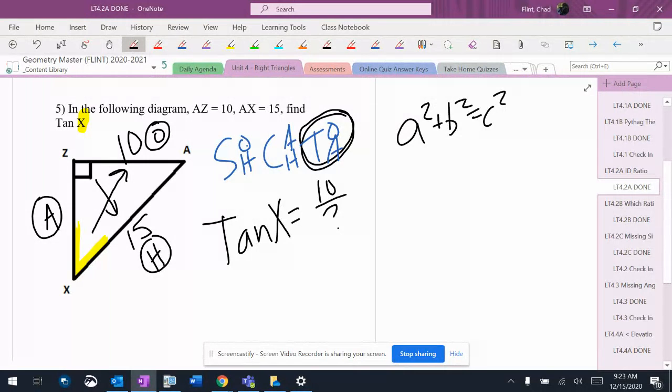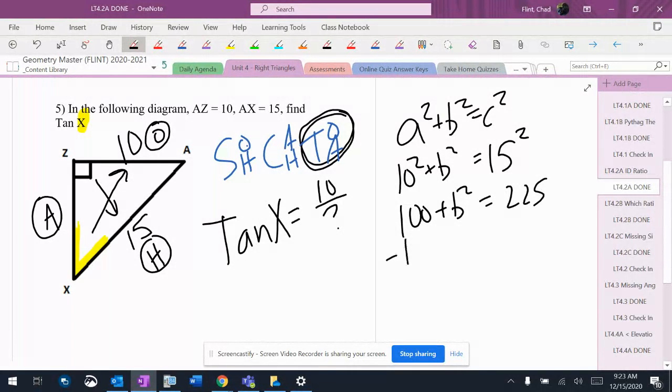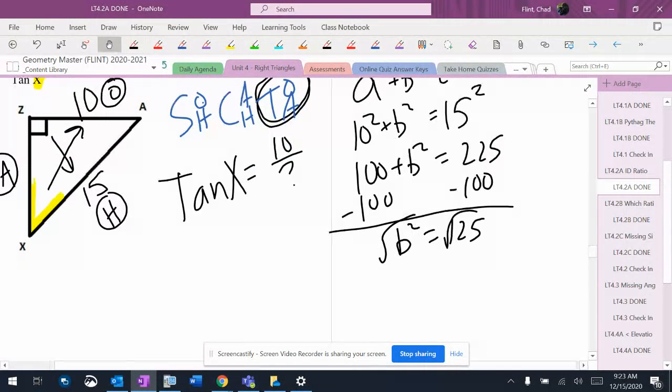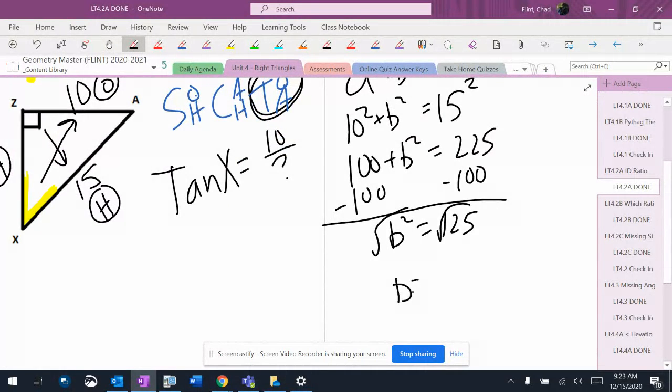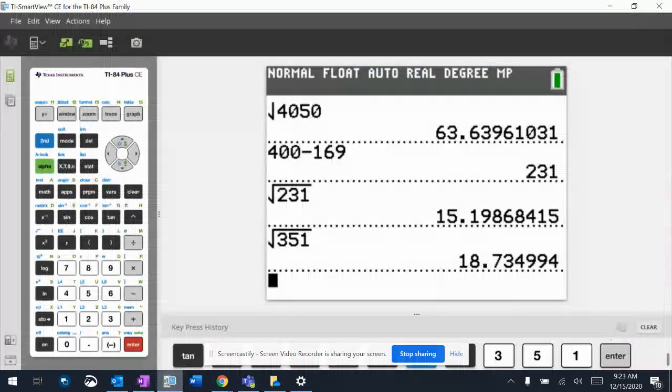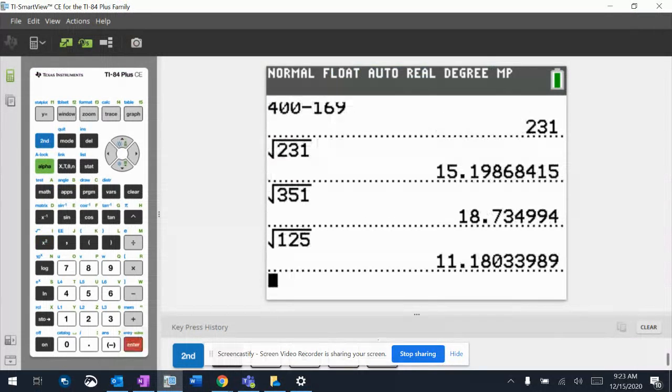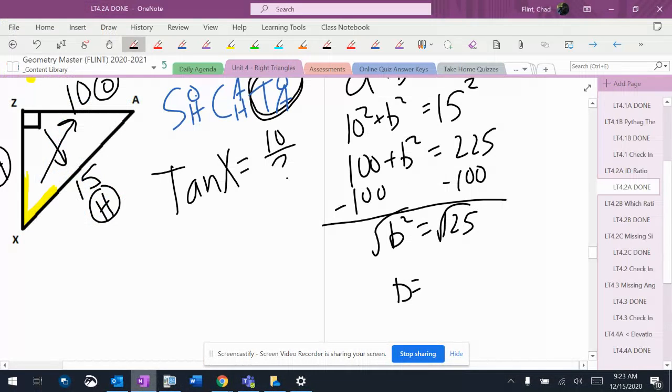Remember that the hypotenuse has to be the c, so that's going to be 15 squared. And then it's 10 squared plus b squared. So 100 plus b squared equals 225. Get rid of the 100, move the 100. And then I'm going to get whatever the square root of that is, probably a decimal. 11.180.